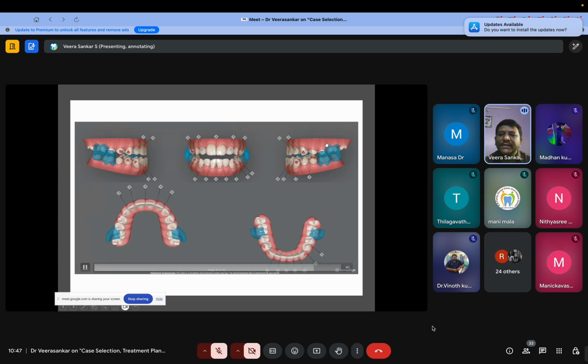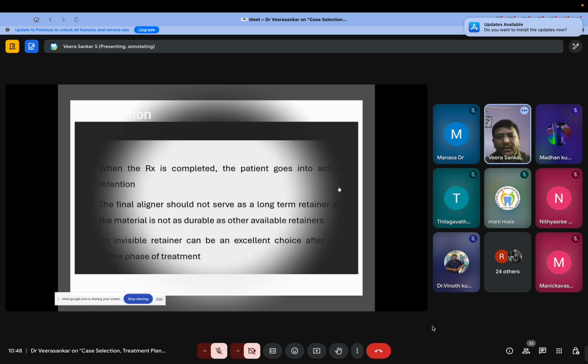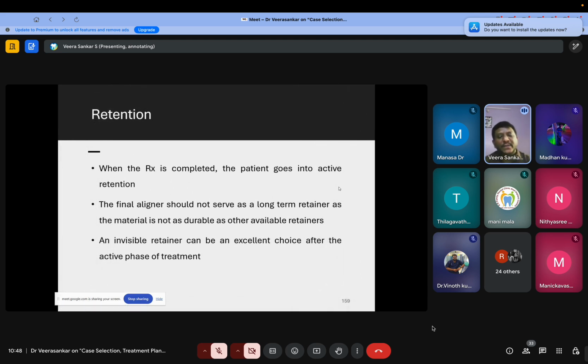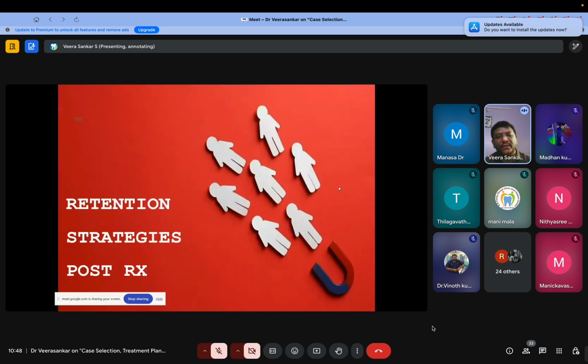This blue color image is nothing but the precision rings used for mandibular advancement along with the clear aligner therapy. So when the treatment is completed, the patient has to go into an active retention. It is indicated for all patients. The final aligner should not serve as a long-term retainer, as the material is not as durable as other available retainers. An invisible retainer can be an excellent choice after the active phase of treatment.